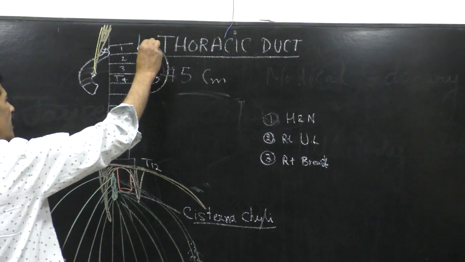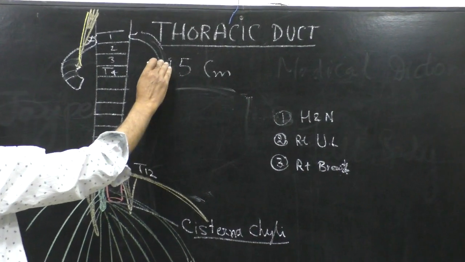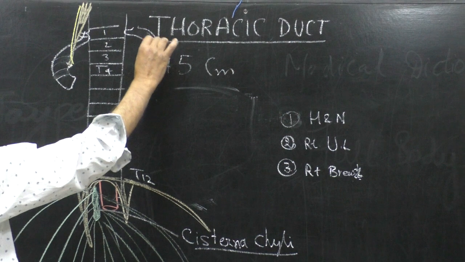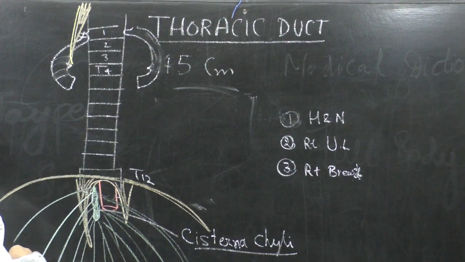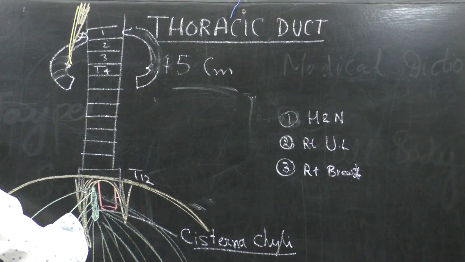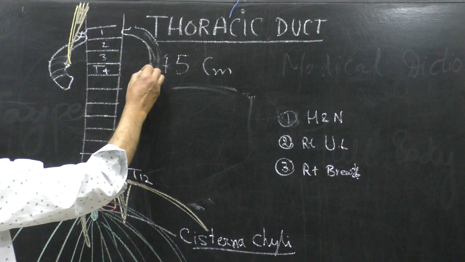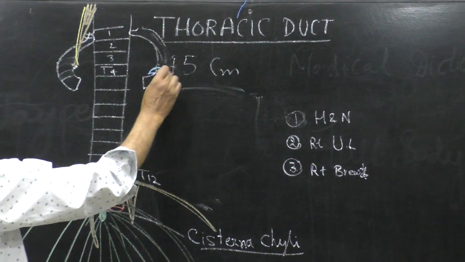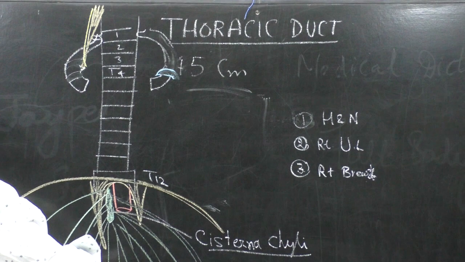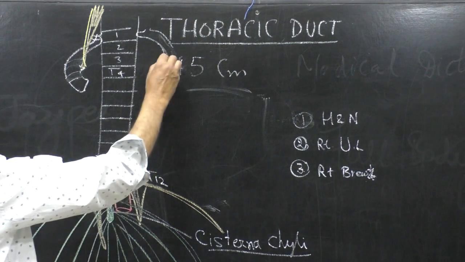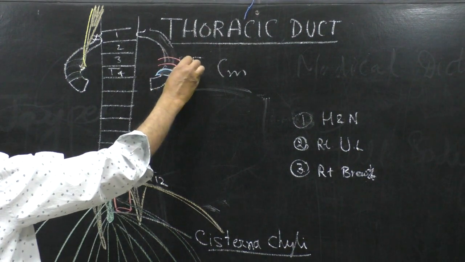On the left side, that is how the first rib is present, forming the thoracic inlet. And the scalene tubercle, anterior to this lies the subclavian vein, and posterior to the scalene tubercle is occupied by the subclavian artery.